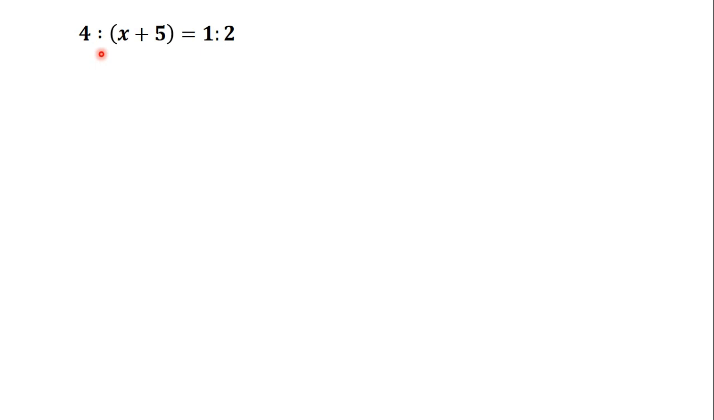We have 4 is to x plus 5 into brackets is equal to 1 is to 2. The ratio A is to B can be written in the form of a fraction as A divided by B. So the ratio 4 is to x plus 5 can be written as 4 divided by x plus 5, and the ratio 1 is to 2 can be written as 1 divided by 2. We are going to cross multiply to remove the fraction.